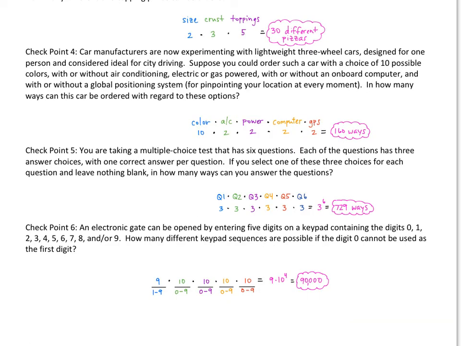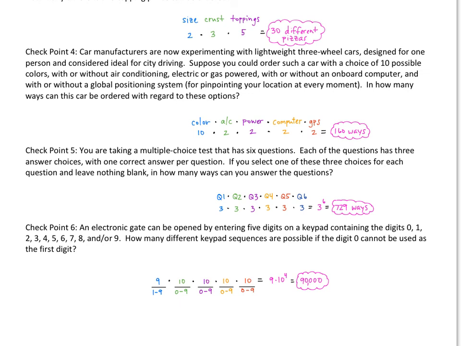Okay, so this one was a little different in the fact that an electric gate can be opened by entering 5 digits on a keypad, 0 through 9. How many different keypad sequences are possible if the digit 0 cannot be used in the first digit? So I set up my 5 different digits here. My first digit, I only had choices from 1 to 9, so I had 9 choices to choose from. But each digit after that, I had from 0 to 9 to choose, so I had 10 choices.